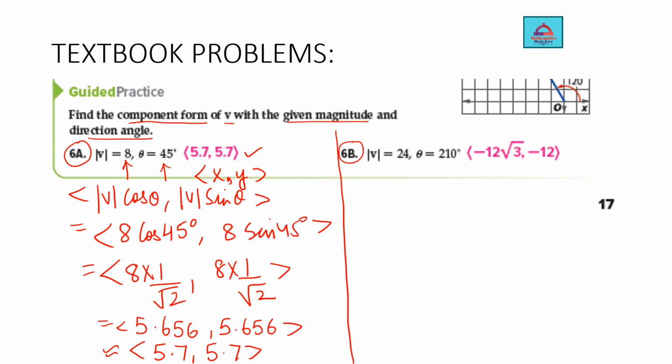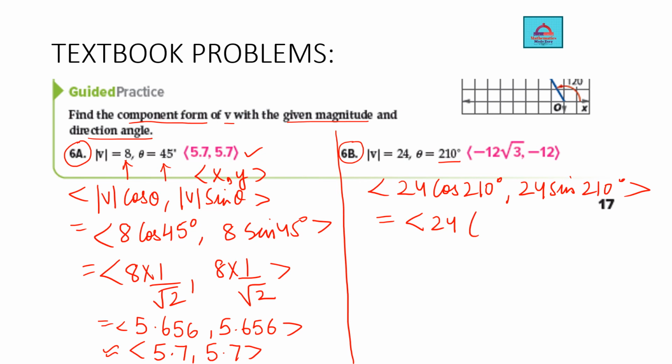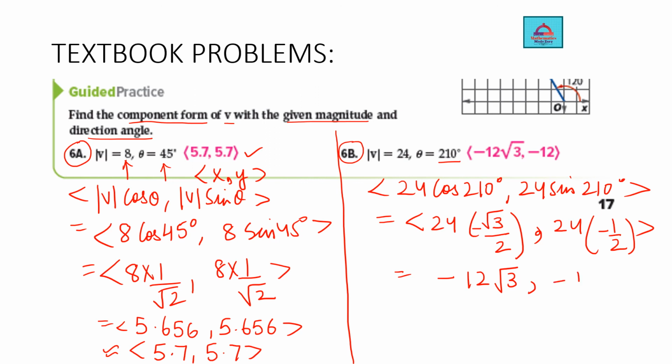In a similar way, do this one. Look at the angle and solve. So it will be 24 cos 210, 24 sine 210. So this is the same as 24 times the value here, square root 3 by 2 with a negative sign, and 24 times minus 1 by 2. So this will come out to be negative 12 square root 3 and negative 12. This is your answer. Very, very simple yet important questions taken from your book.